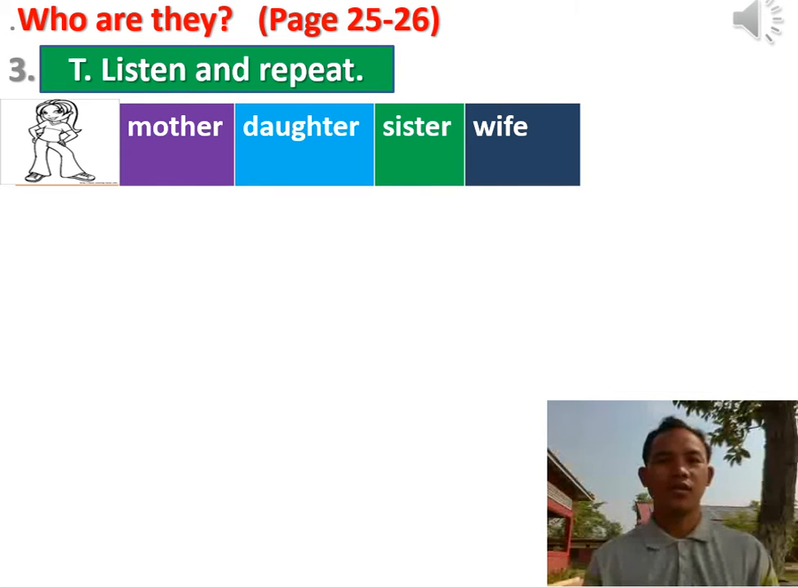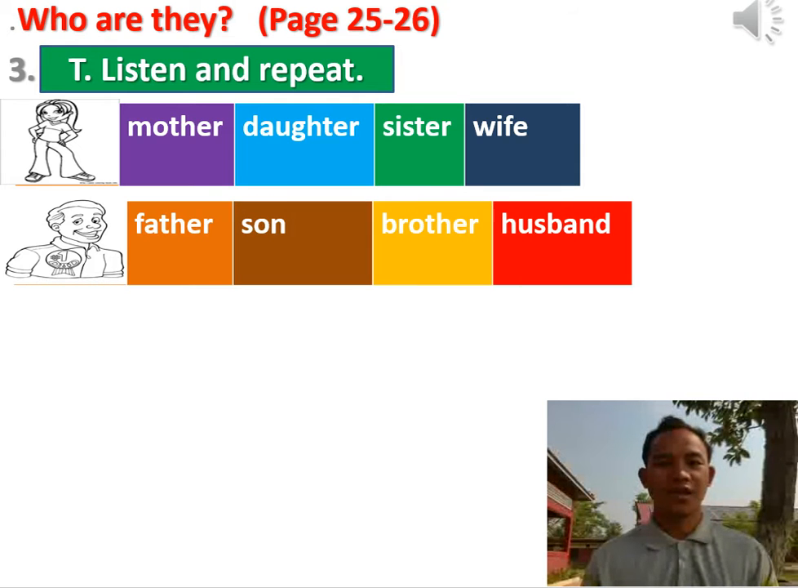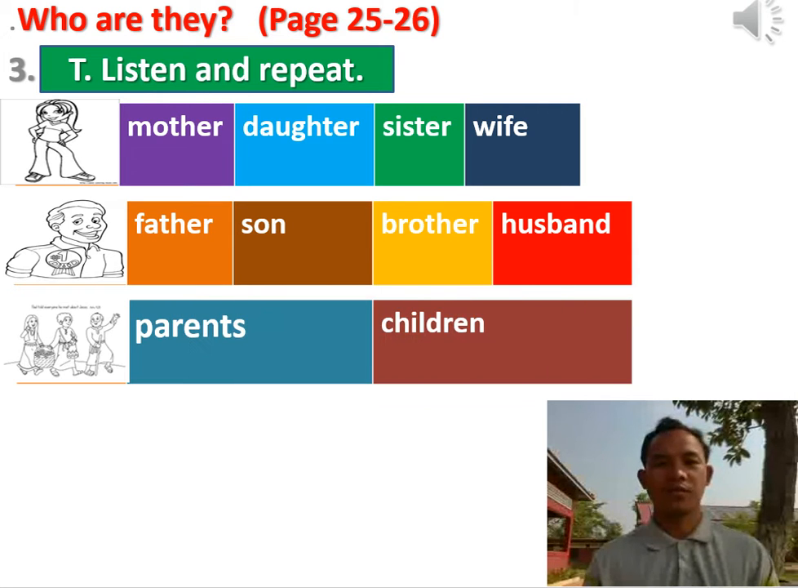Here we have mother, daughter, sister, and wife. You see a woman here is represented as female. For male we have father, son, boy, man, something like that. Here we have father, son, brother, and husband, so they are males. And one more, we are going to talk about both together, male and female, and also mention the plural form. We have parents, we have children.